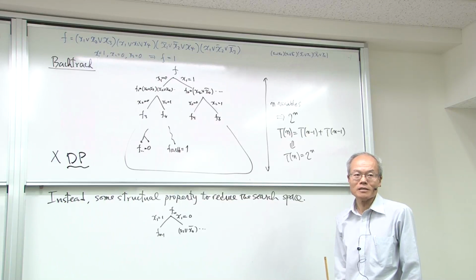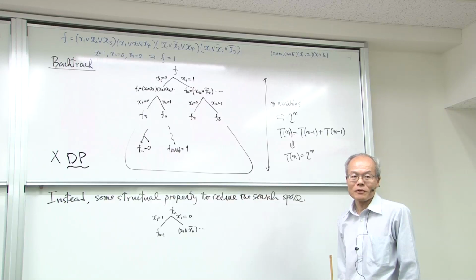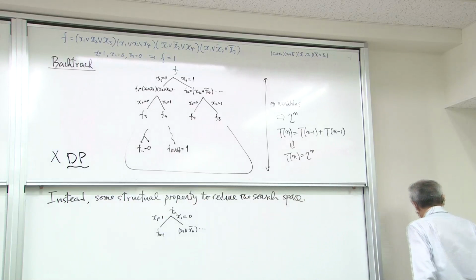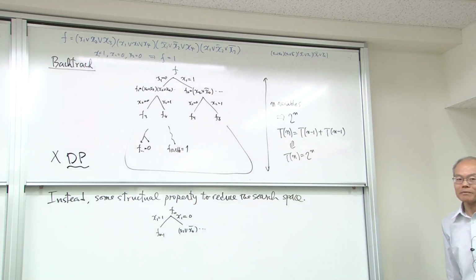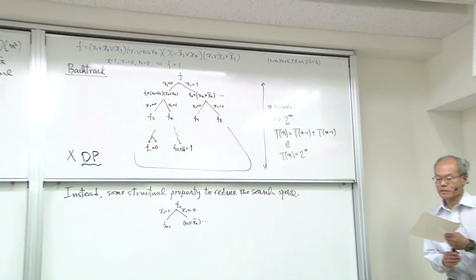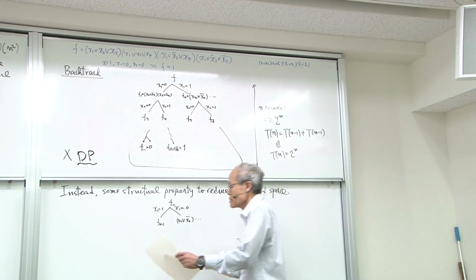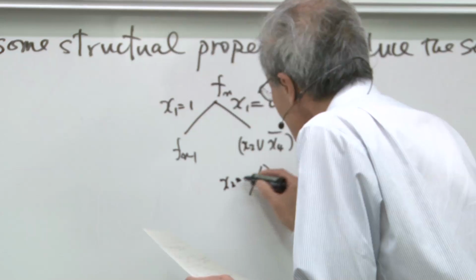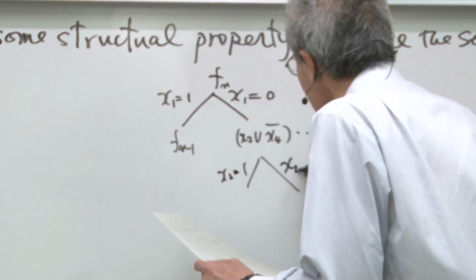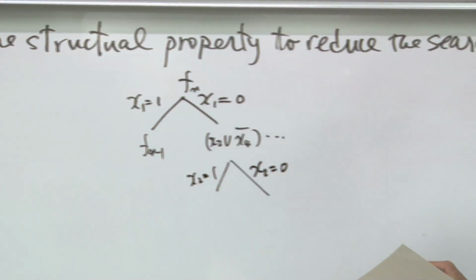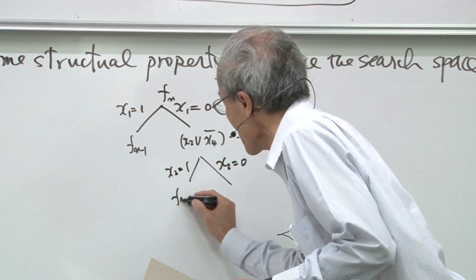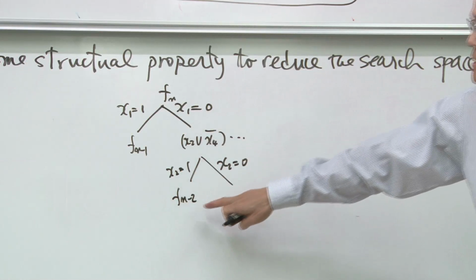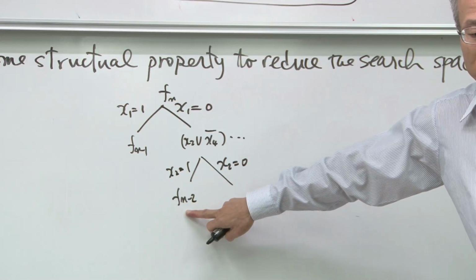Okay, maybe you are confused. Just take a time. Just take a time. It's a very pretty simple fact. Now then we assign x2 is equal to 1 and x2 is equal to 0. Then this guy becomes fn minus 2, of course. We already fix 2 variables. Then this guy has n minus 2 variables.